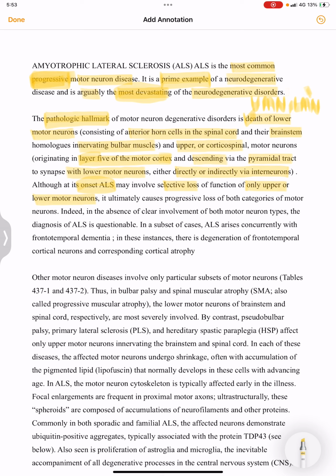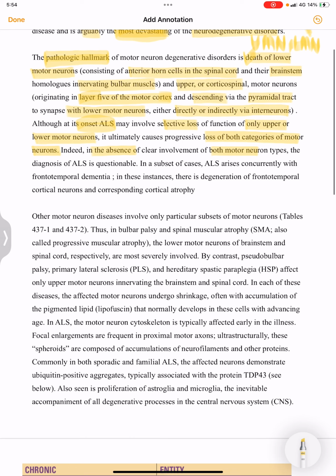But later, as the disease progresses, both upper motor neurons and lower motor neurons will be involved. In the absence of clear involvement of both motor neuron types, the diagnosis is questionable. So to make a diagnosis of amyotrophic lateral sclerosis, there should be involvement of both upper and lower motor neurons.